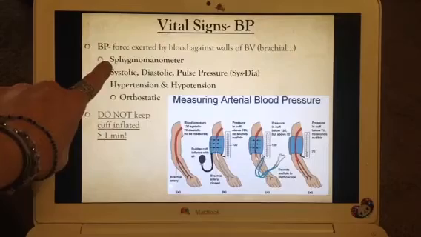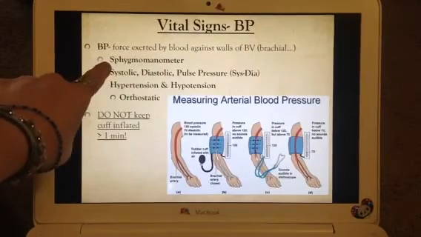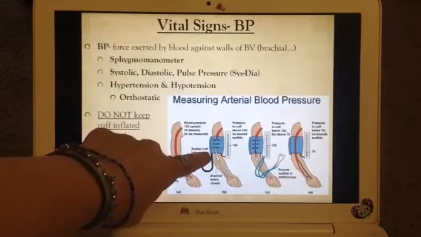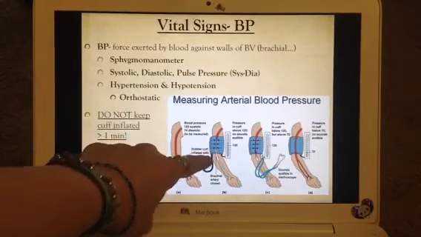Sphygmomanometer is one of my favorite words ever. It's really fun to say, but on a more important note, it is the name of the blood pressure cuff that you use to check somebody's blood pressure.